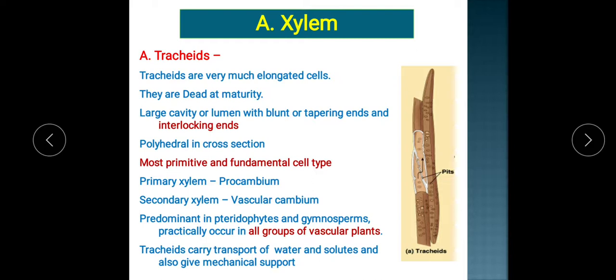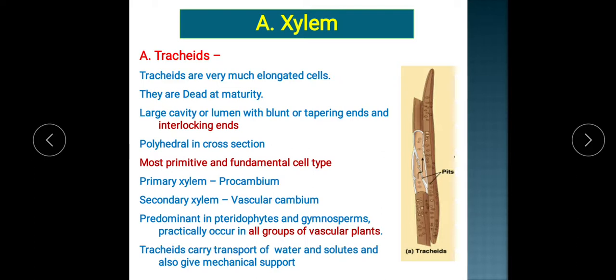The tracheids in cross section appear in a polyhedral shape. Tracheids are the most primitive and the fundamental cell type. That means during the course of evolution in xylem, the tracheids originated, and from tracheids the vessels have originated. That means the tracheids are the most primitive and the fundamental cell type.